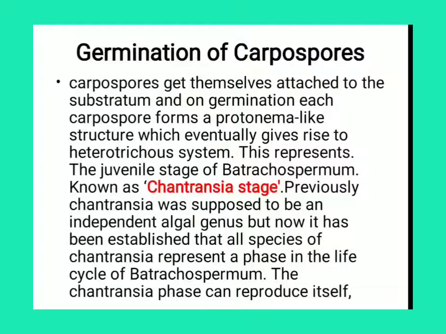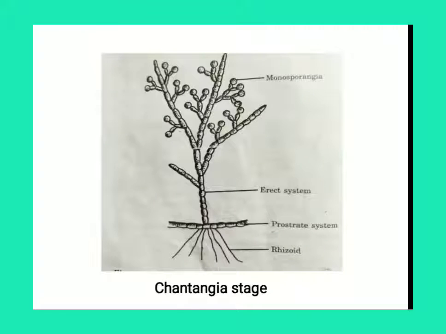Okay, the Chantransia stage is important for a 1 mark or 2 marks question. Previously, Chantransia was supposed to be an independent algal genus, but now it has been established that all species of Chantransia represent a phase in the life cycle of Batrachospermum. The Chantransia phase can reproduce itself. This is the Chantransia stage, also known as the juvenile stage of Batrachospermum, and it germinates from the carpospore.